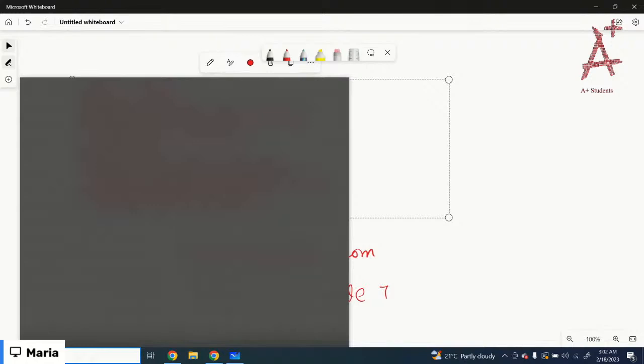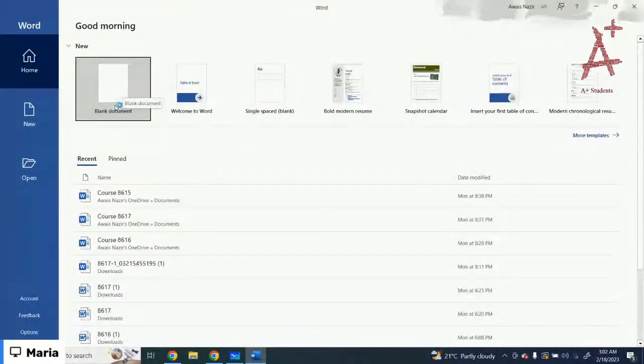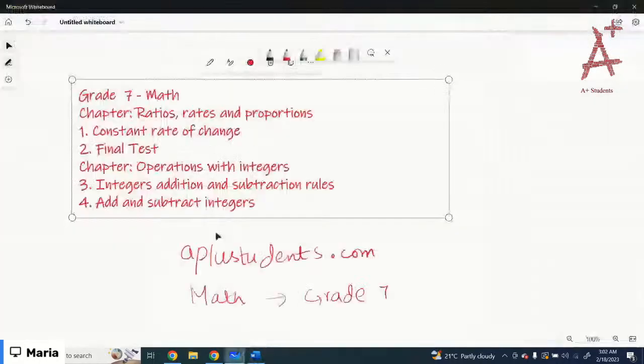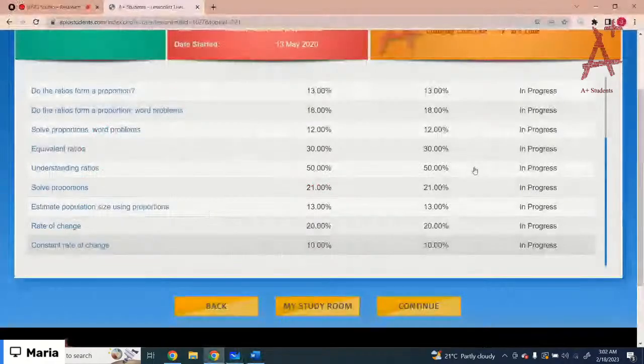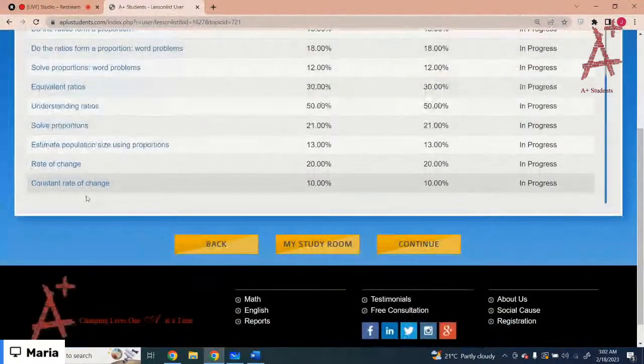You have to note down important examples. Okay, here I'm on grade 7 maths. The chapter name is ratios, rates and proportions. And here is the lesson we're going to start with, that is constant rate of change.